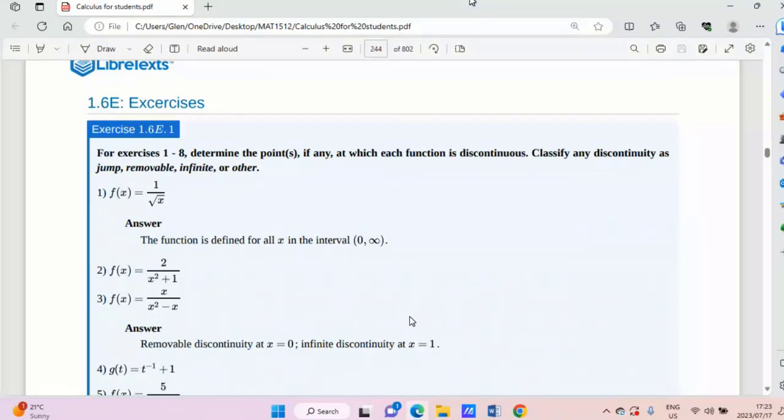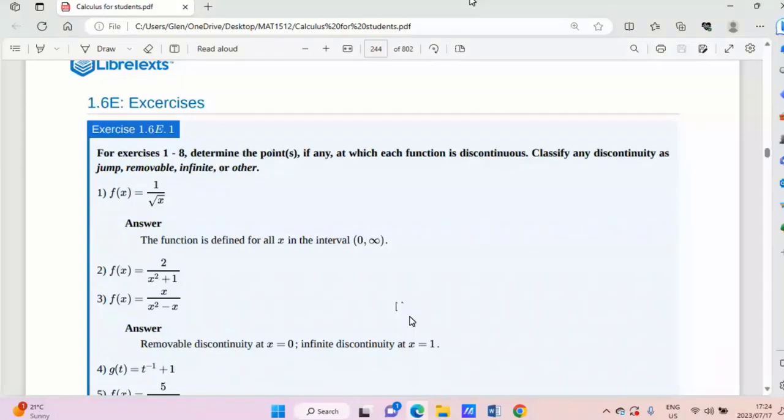Now let's look at number 2. Lerato, what did you get in number 2? I'm not sure. Yes, I said it has a jump. Why? So the limits, from the left hand side to the right hand side, were not equal.